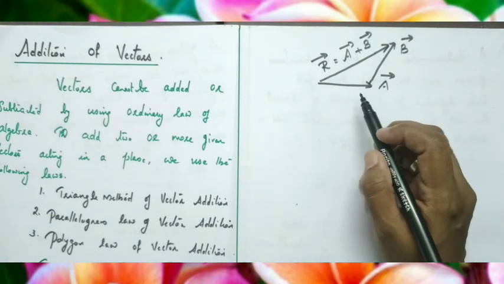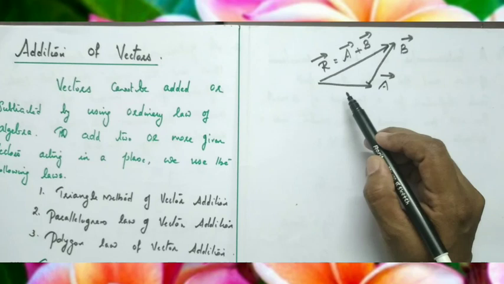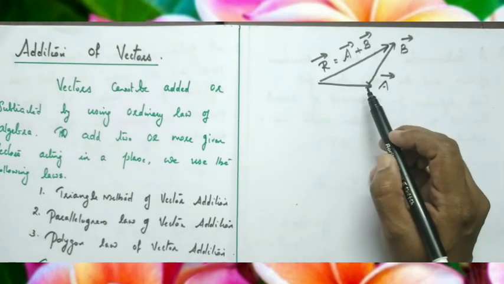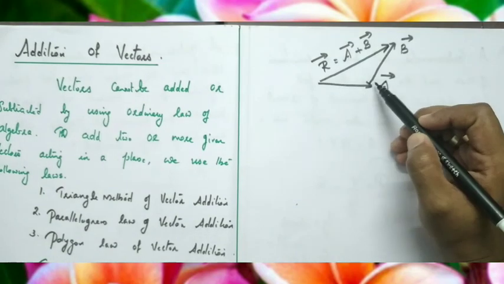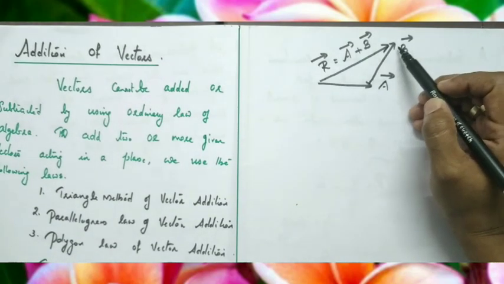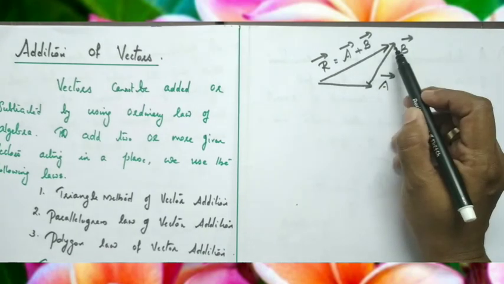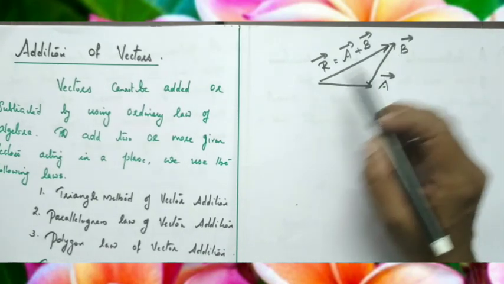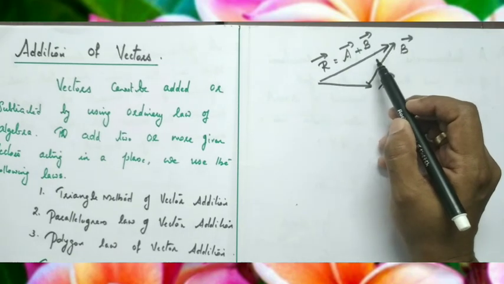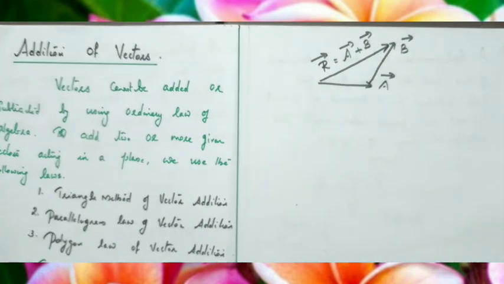What is triangle law of vector addition? If two vectors represent two sides of a triangle taken in the same order, same order means tail, head like that, then the resultant is given by the third side of the triangle taken in the reverse order. Reverse order means this is opposite order. Okay, so this is called the triangle law of vector addition.